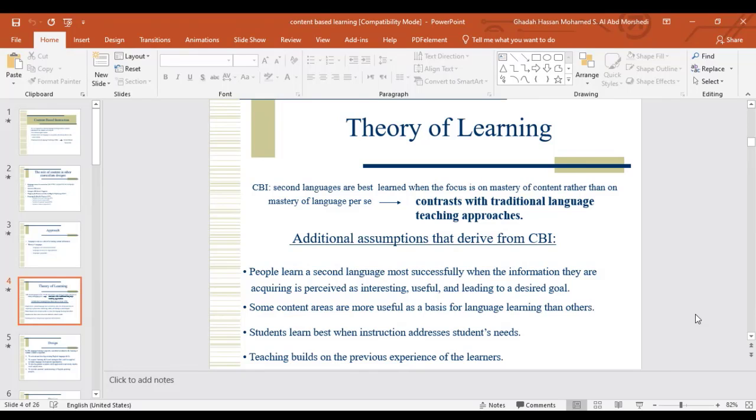There are more assumptions, that anyone can learn a language when they are interested in learning the language. So when you teach a content and they are interested in the content, naturally they will learn what? The language.